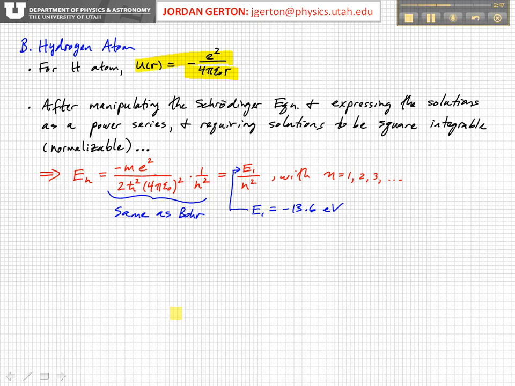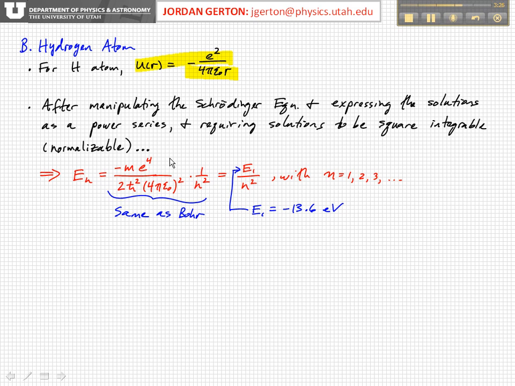The energy eigenvalues are negative, minus the mass m times e squared, again the elementary charge squared, divided by 2 h bar squared by 4 pi epsilon naught squared, and times 1 over n squared. I paused there for a second because I realized that I had originally written down e squared, the elementary charge squared, but it's actually e to the fourth. So I've made that change.